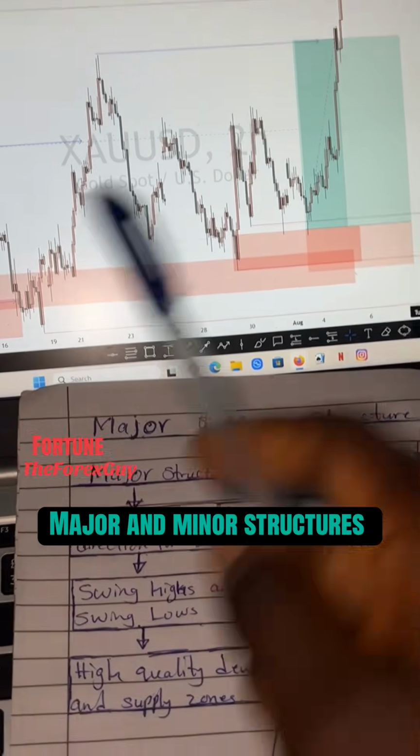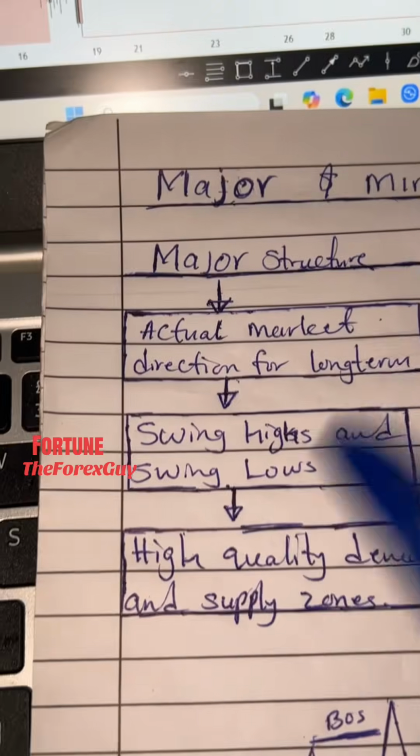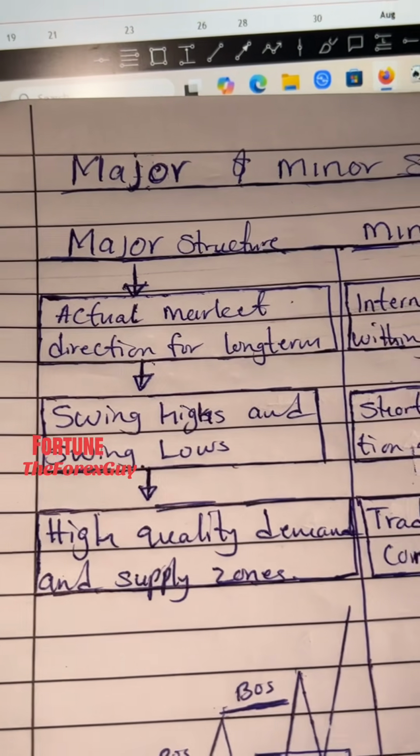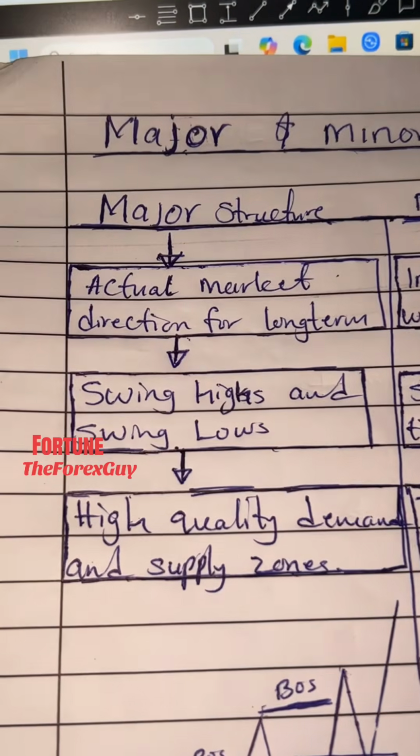You are probably marking your major and minor structures the wrong way. In less than 3 minutes, I'm going to explain to you what major and minor structure means like a primary 2 student. So watch to the end.